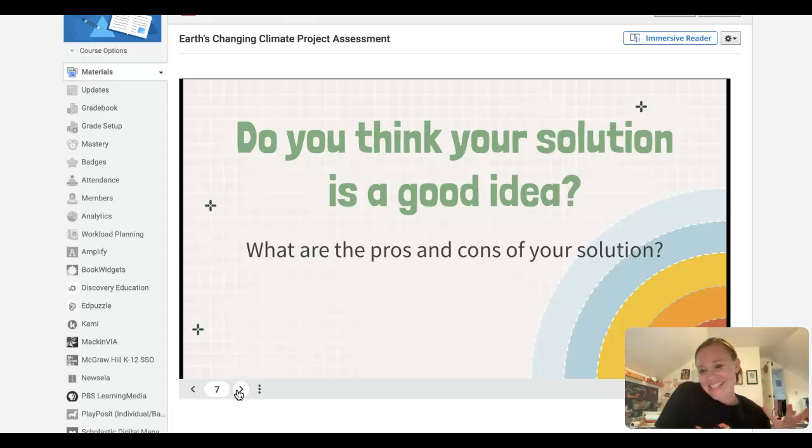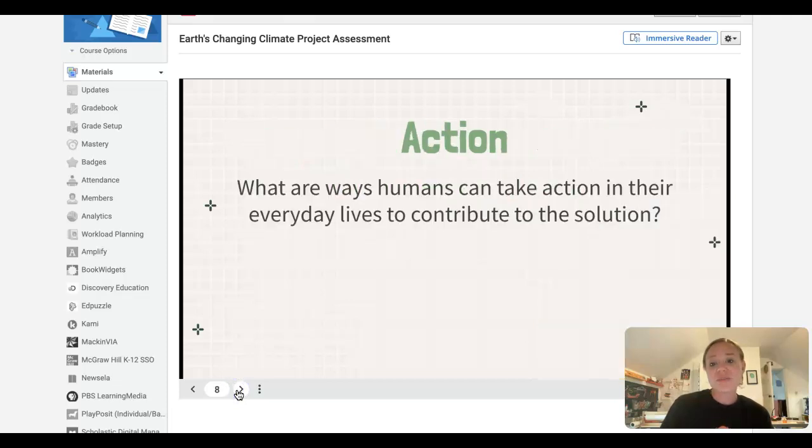And then do you think it's a good solution? You might not agree with it. You might not think it's a great thing, or you might. So you can just say, hey, what are some pros for this solution, or what are some cons for this solution, and include them. And then what are some ways that we can take action in our everyday lives? So think about how this really connects to what's going to happen when you walk outside every single day.